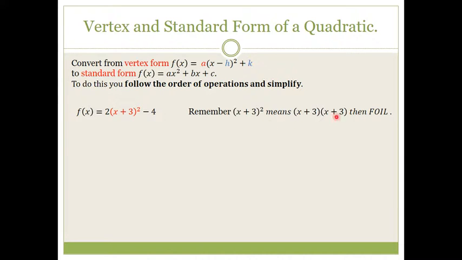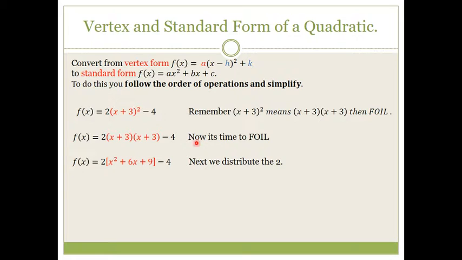Then you've got to FOIL, okay? So here I went ahead and expanded the x plus 3 squared into two binomials, so you can see that's what that means. Now let's go ahead and FOIL. Remember, we multiply everything by everything and combine like terms. When I did that, I got this result: x squared plus 6x plus 9. All of that is still going to be multiplied by this 2, so that's why I left brackets around it.